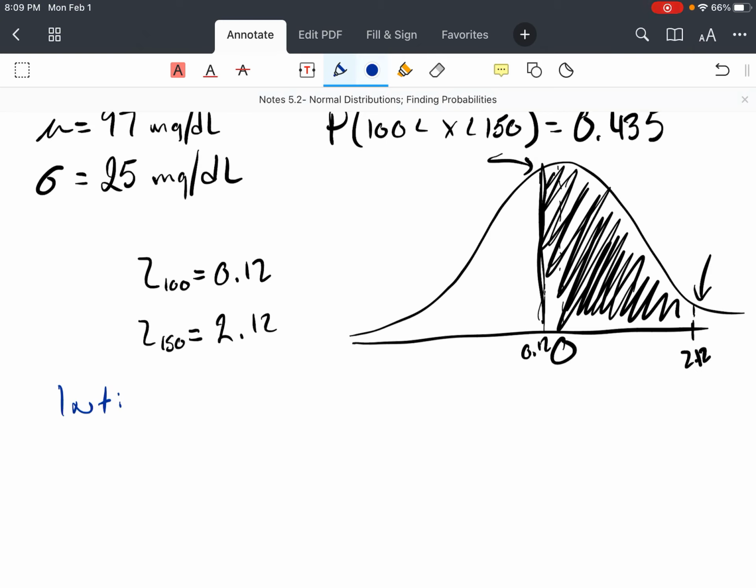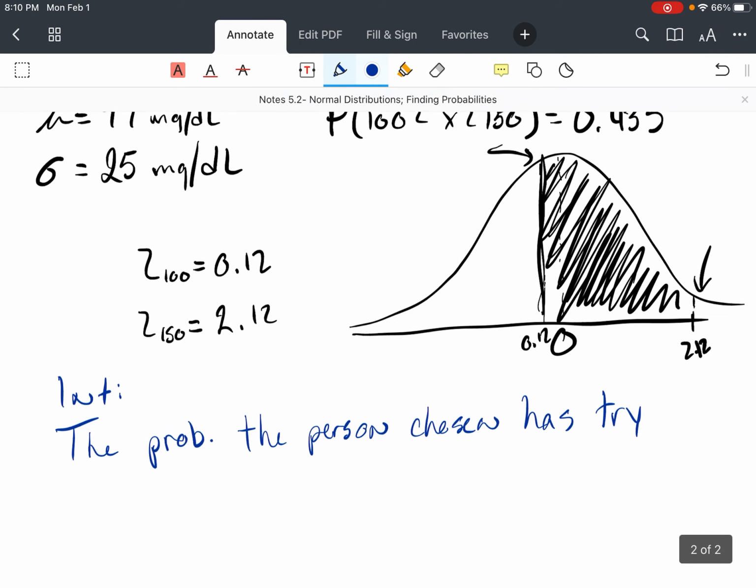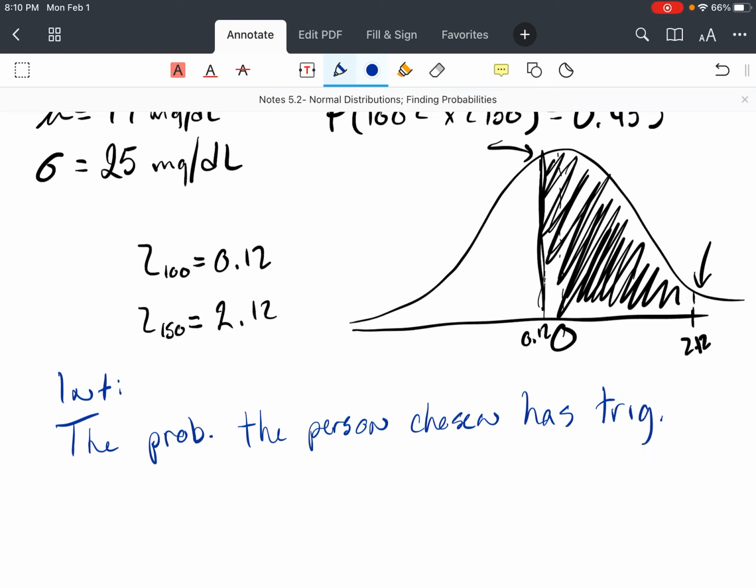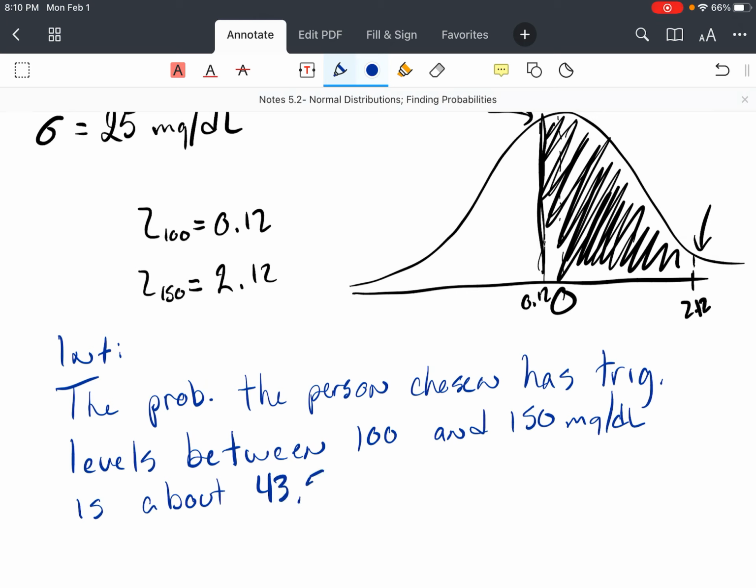So let's go ahead and interpret this. We would say the probability the person chosen has triglyceride levels between 100 and 150 milligrams per deciliter is about 43.5%.